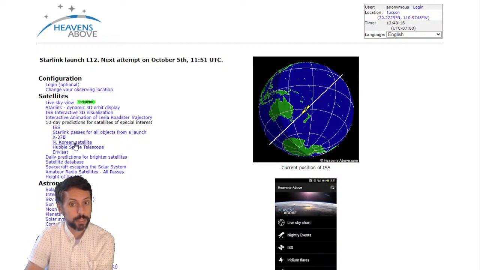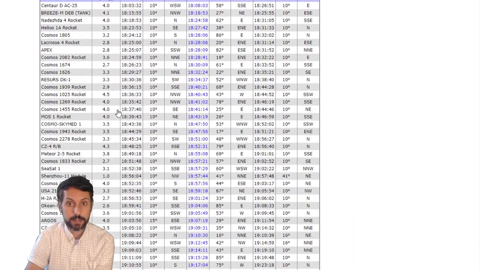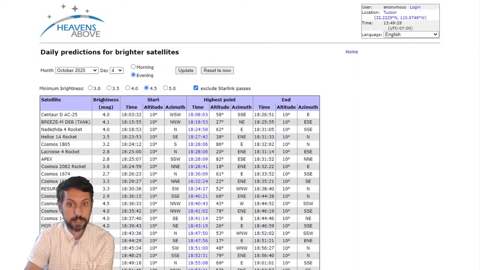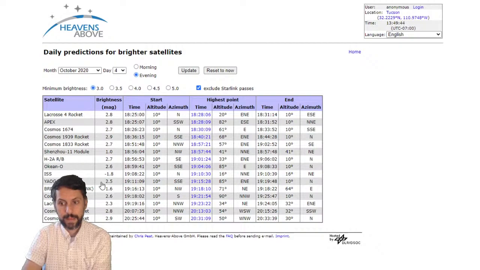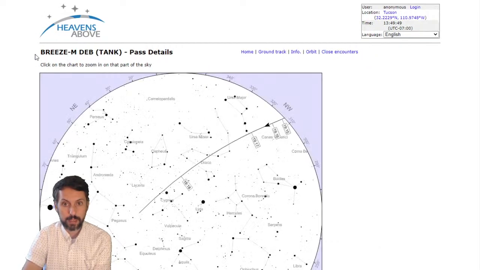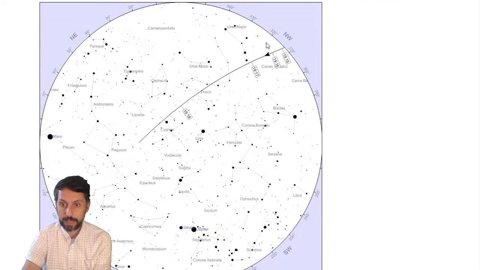Other things are North Korean satellites, daily predictions for brighter satellites. If I click on that, you can see a bunch of other bright satellites. And so some of these, how bright? Let's say minimum brightness of 3. Click update. And so here are some of these. The ISS is one of the brighter things you can see, but there's also another one here that's 1.6. You want the smaller the number, the easier that you're going to be able to see it. And so in this case, looking for these things like right here, this breeze tank, there's a satellite passing, right?